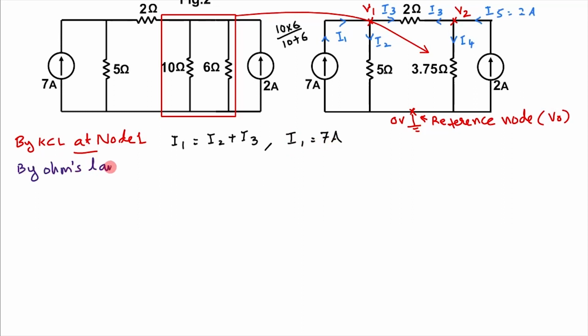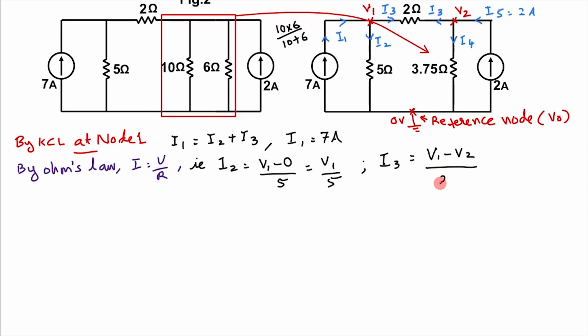Then by Ohm's law, I is equal to V by R. I2 is equal to the voltage difference V1 minus V0, that is 0 volt, so V1 minus 0 divided by the resistance 5 ohm, which can be written as V1 by 5. While I3, by Ohm's law, is the difference in voltages V1 minus V2 divided by this 2 ohm resistance. Equation 1 becomes I1, that is 7 ampere, is equal to I2, which is V1 by 5, plus I3, which is V1 minus V2 by 2.